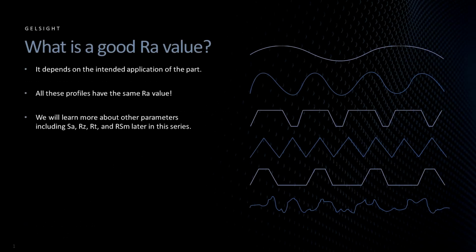If you look at the profiles on this slide, you can see that they all have the same Ra value, but the shapes of these profiles is quite different. In fact, they will behave quite differently when interacting with their environment. Comparing the Ra value of surfaces machined using the same process is often quite useful. However, comparing the Ra values of surfaces machined differently may not be so useful. In future webinars, we will discuss additional surface roughness parameters that will help us quantify the differences between these profiles.